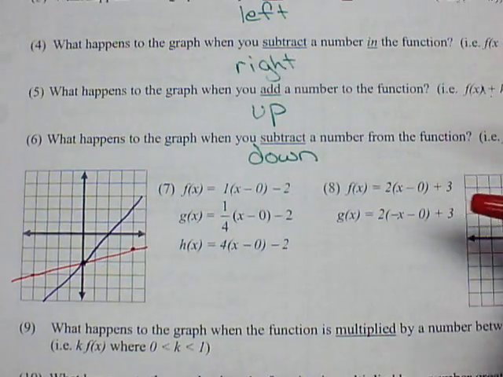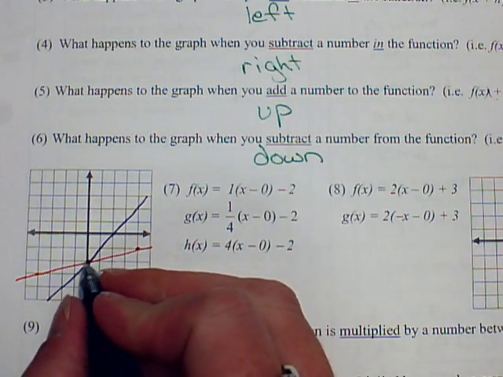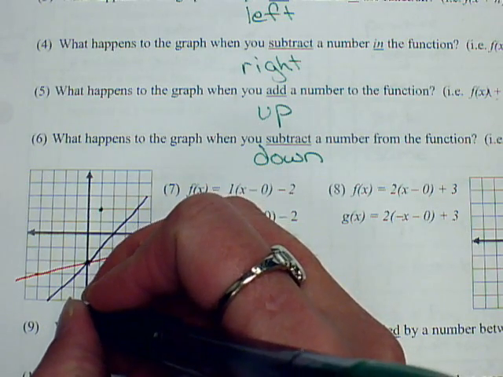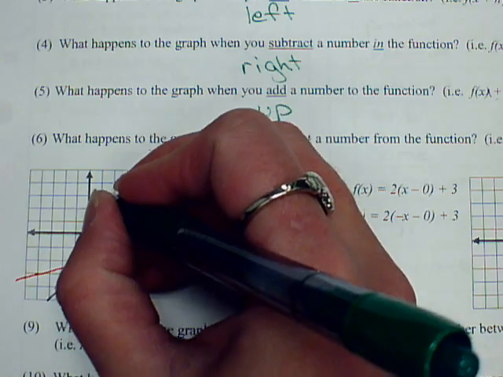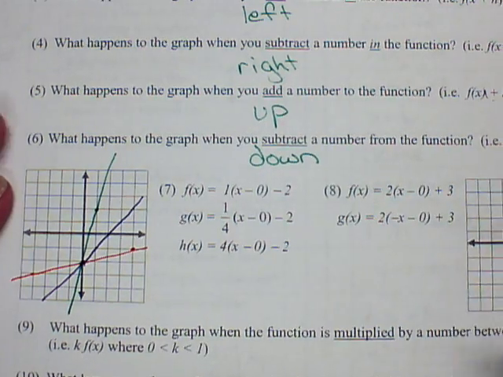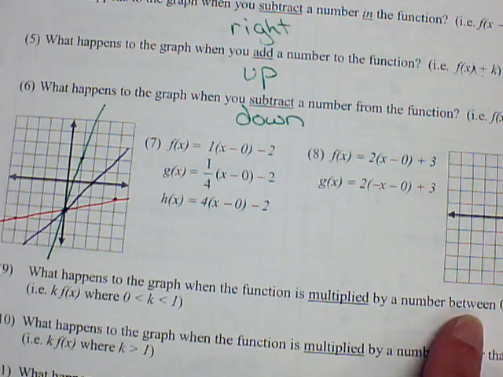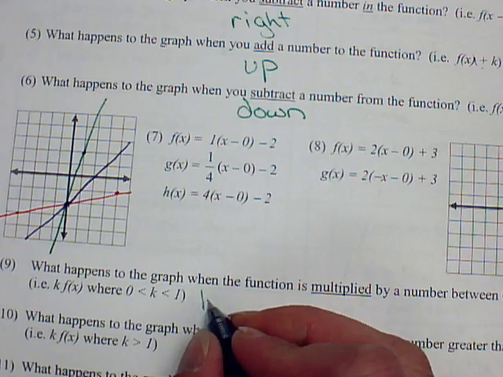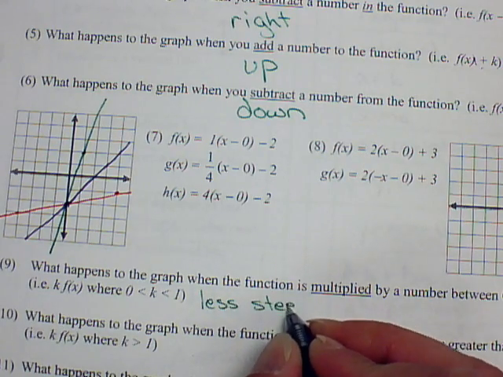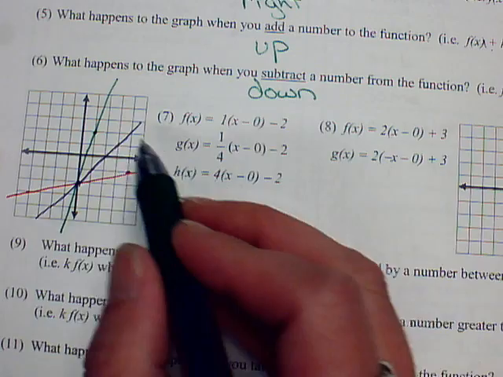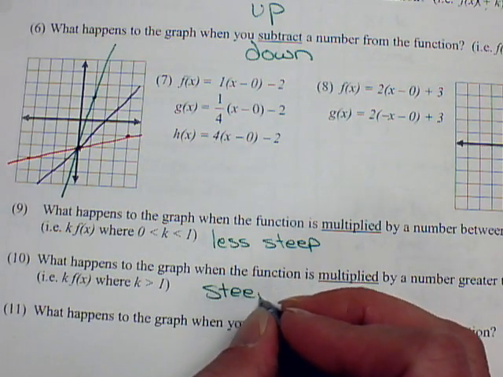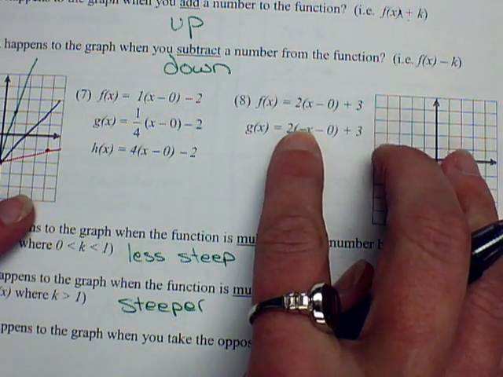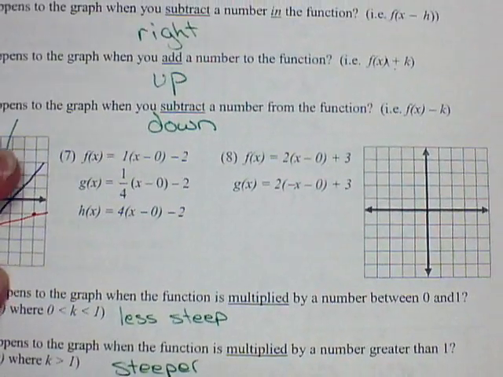So what do you think the last one's going to be? And I bet you're right. It's going through that same point, but its slope is up 4/1. Exactly. So when you multiply by a number that is between 0 and 1, like that fraction, it makes the line less steep. When you multiply by a number bigger than 1, it makes it steeper. Now let's see what's going to happen when we multiply or change that x to a negative x.